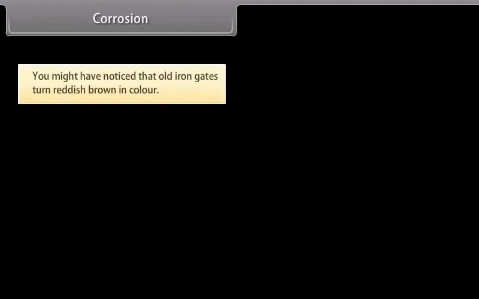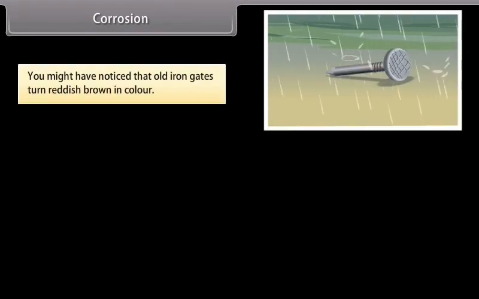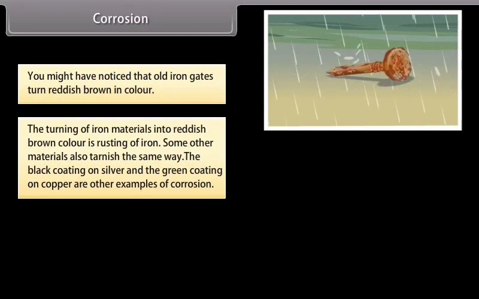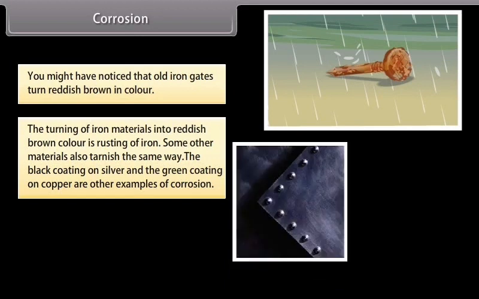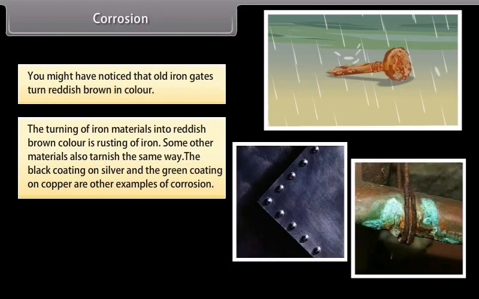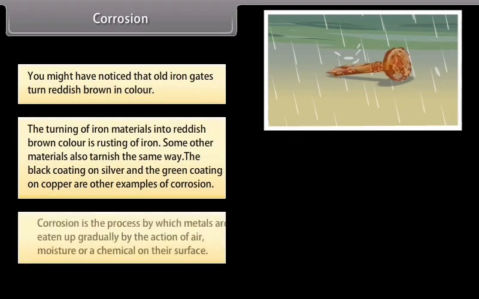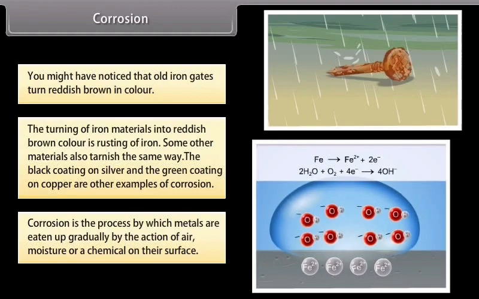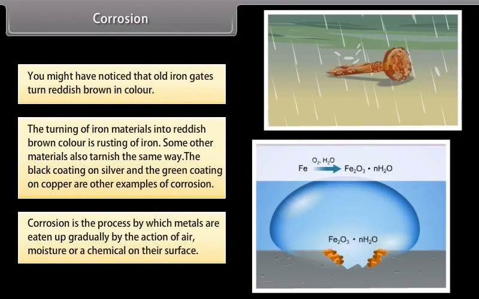Corrosion. You might have noticed that old iron turns reddish brown in color. The turning of iron materials into reddish brown color is rusting of iron. Some other materials also tarnish the same way. The black coating on silver and green coating on copper are other examples of corrosion. Corrosion is the process by which metals are eaten up gradually by the action of air, moisture or chemicals on their surface.